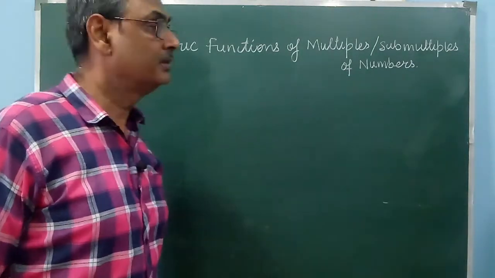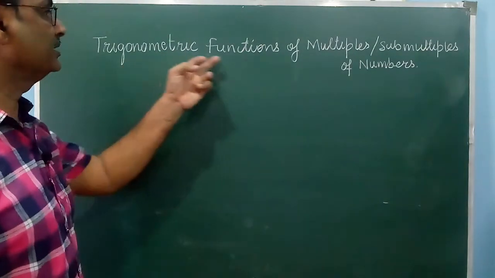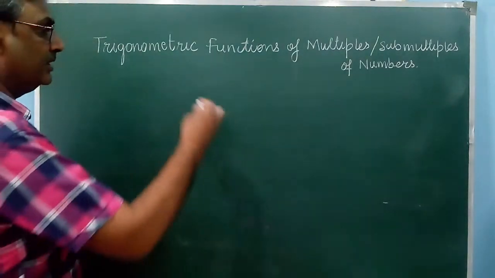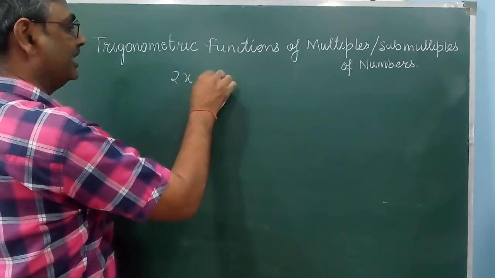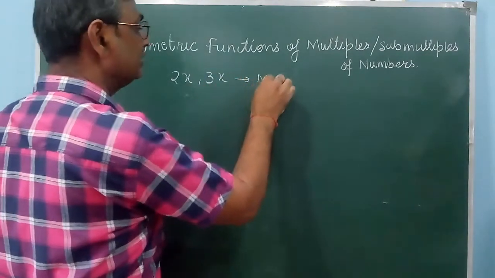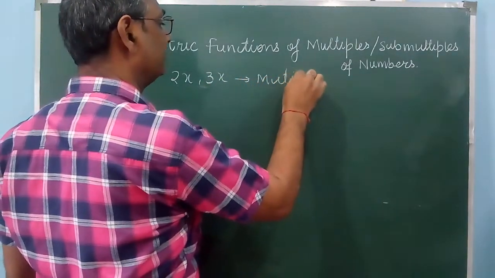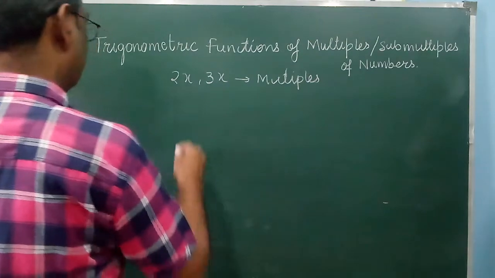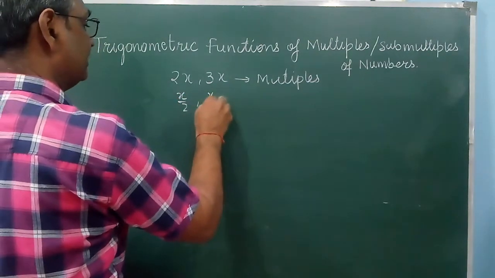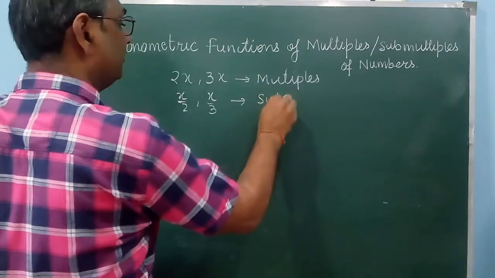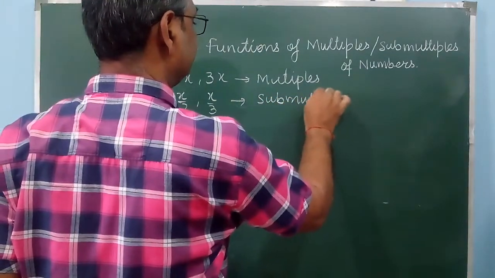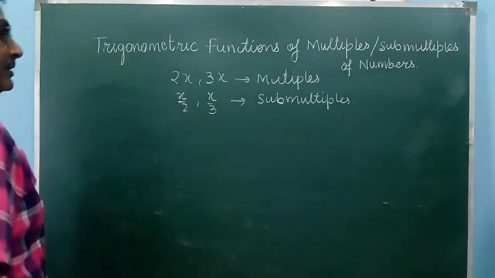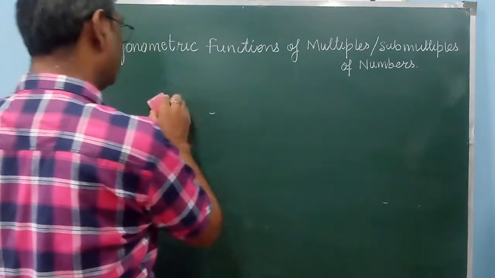Good morning, students. Today our new topic is trigonometric functions of multiples and submultiples of numbers. Multiples, we know that if it is 2x and 3x, these are called multiples, and if we have x by 2 or x by 3, these are submultiples. Now we will see the formulas that we have to go with.